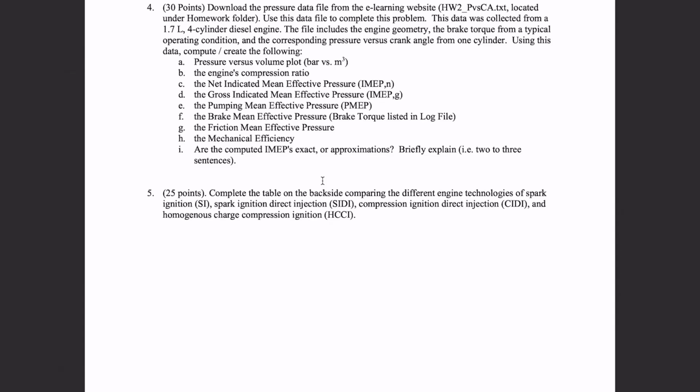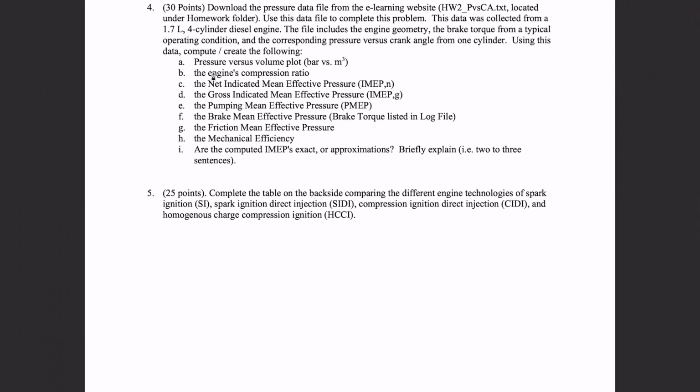Howdy! This short little video is going to take you through how to work problem number 4 on homework number 2. If you remember, we talked about this very briefly in class and said that one of the assignments is to download a data file from the Canvas website and process it for several of these various items that are listed as A through I below problem number 4.